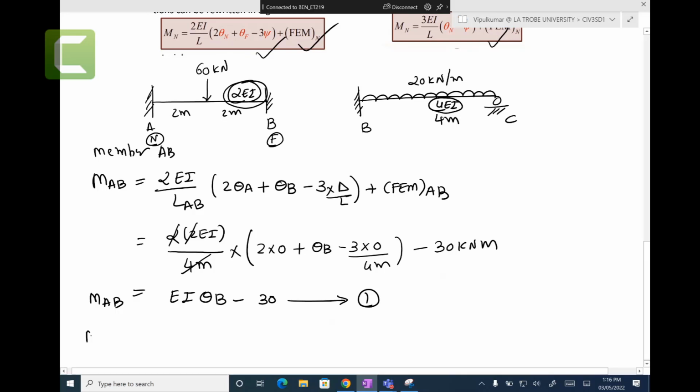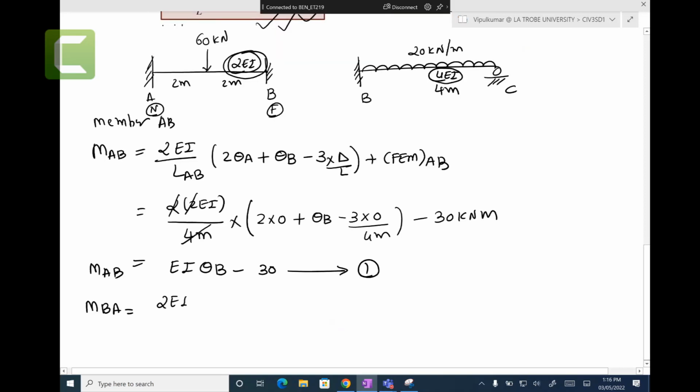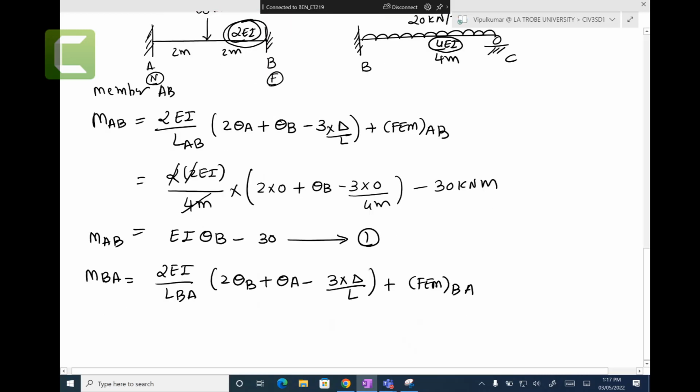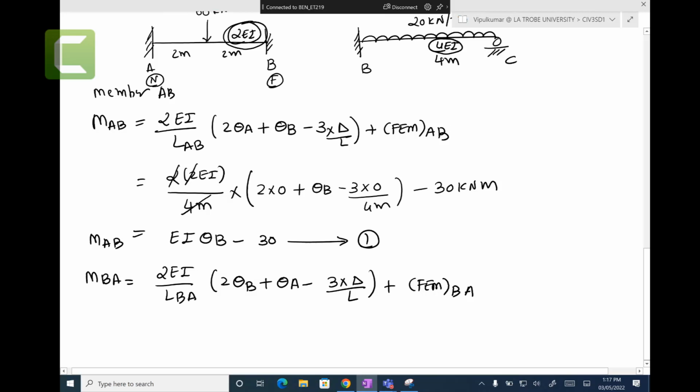Similarly, let's do the MBA. Let's write the equation. Look at the far node, A. When I say MBA, the far node is A, and the far node is fixed, so we can use these equations. So let me write it down: 2 EI over length of BA times 2 theta B plus theta A minus 3 times delta over L, plus fixed end moment of BA. So we write in terms of BA, where B is a near node, A is a far node, and we just use these equations.